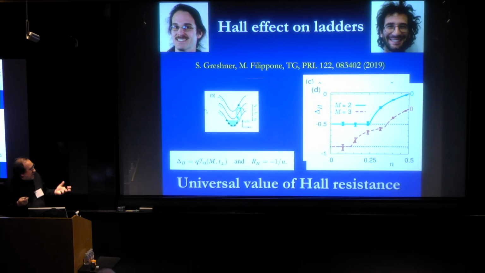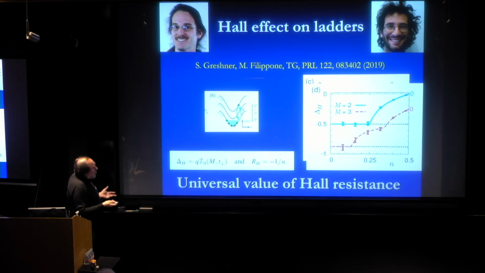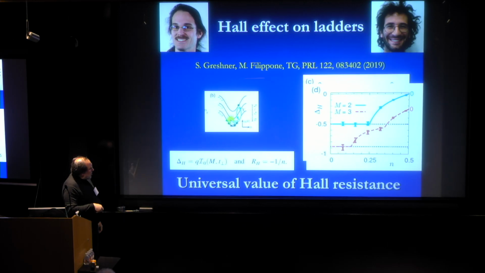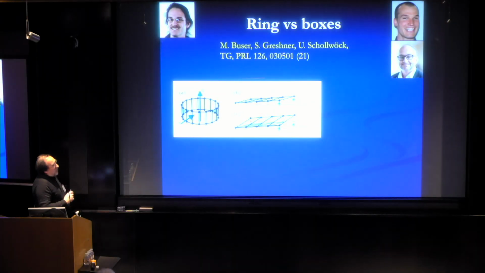So we had this, I would say, numerical and semi-analytical evidence, because this was done for non-interacting particles, that there was a universal value of the behavior of the Hall resistance: if the tunneling became large enough or the interaction became large enough, the Hall resistance was going back to its classical value, 1/n.